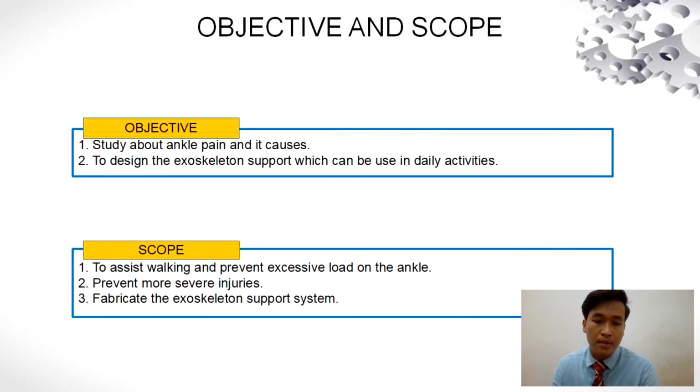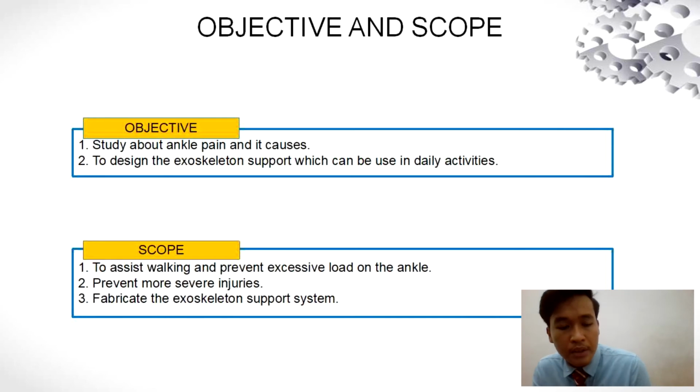So this is my objective and scope. My objective is, first, to study ankle pain and its causes. Second, to design the exoskeletal support which can be used in daily activities. For my scope, first, to assist walking and prevent excessive load on the ankle. Second, to prevent more severe injuries. That is to fabricate the exoskeleton support system.